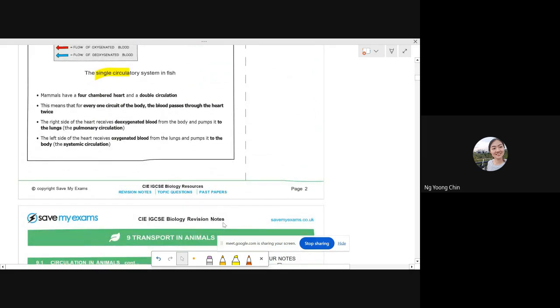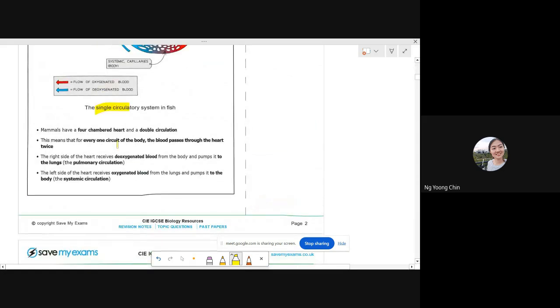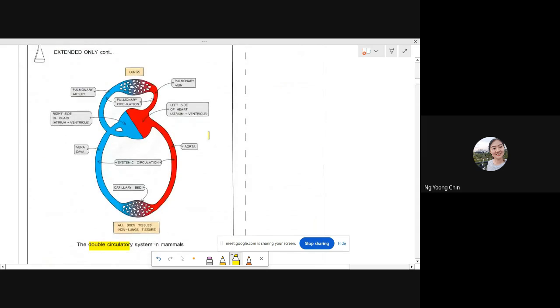So how about double circulation, which is in humans or in some animals? This means that for every one circuit of the body, the blood passes through the heart two times. In our circulation, we actually have two types of circulation. One we call systemic circulation. Another one we call pulmonary circulation. These two types of circulation pass through the heart two times. Okay, so you can imagine it's like this.